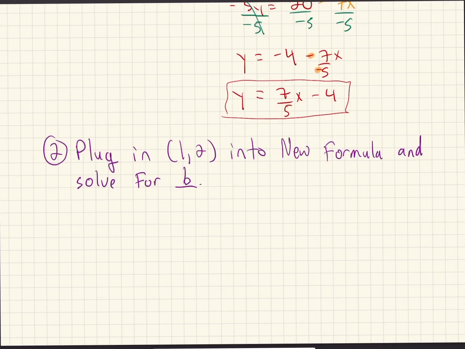Then we're going to plug in the point 1 and 2 into the new formula and solve for b, or the y-intercept. So again, because this is parallel, we're going to write an equation for the new formula that starts off with the slope 7 over 5x, and then we'll go plus b. And then what I'm going to do is substitute the 2 where the y goes, and the 1 where the x goes. And then using algebra, we're going to solve for b.